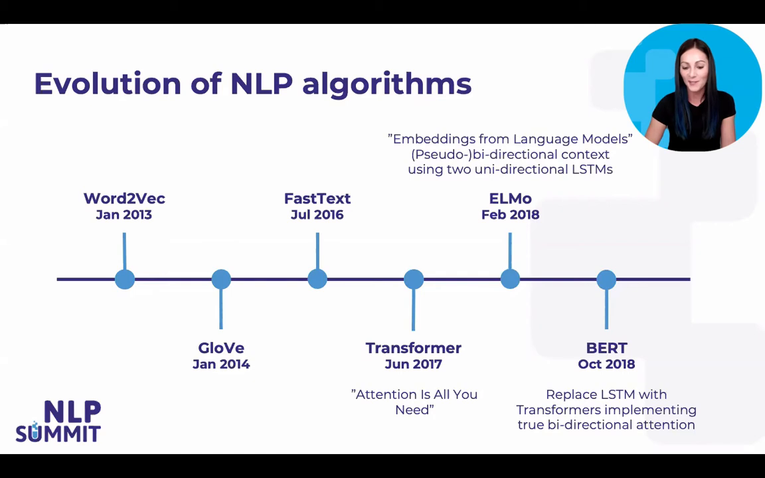And I call it a pseudo-bidirectional context because it's trying to address this bidirectional context problem, but it's using two unidirectional LSTMs for that purpose. So it's doing one path and another path. So not really true bidirectional. But thanks to BERT, which got introduced in October 2018, we now have a concept and a model that is able to do this true bidirectional attention. BERT is replacing the LSTMs actually by this transformer architecture that got introduced the year before.